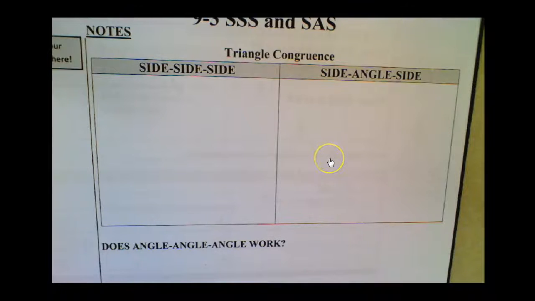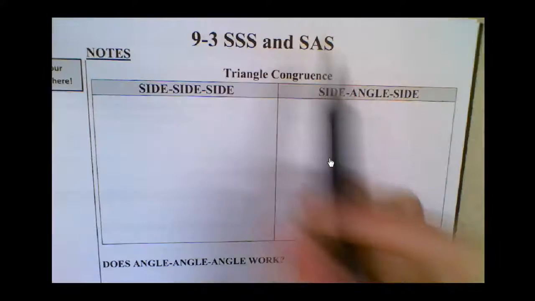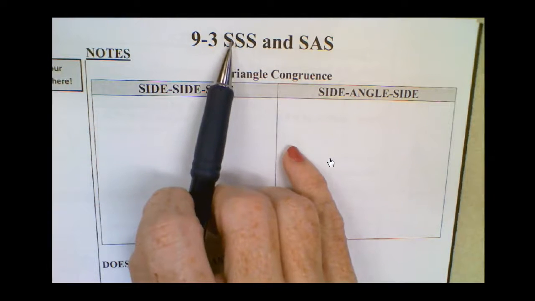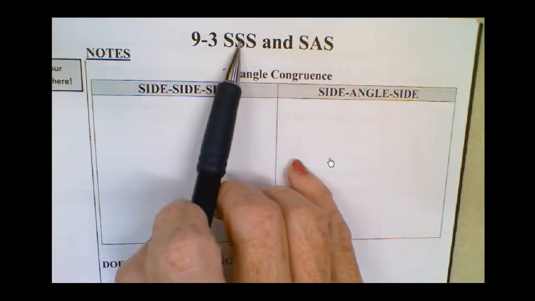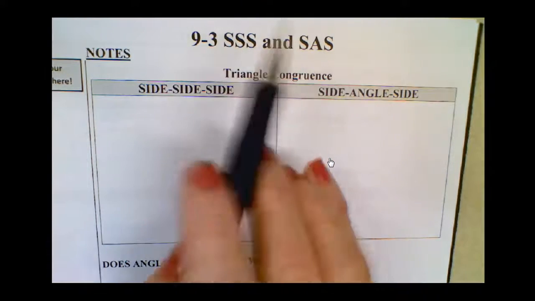Okay, so now we are on section 9-3, which is triangle congruence. There are different ways that you can tell whether triangles are congruent or not, and they have different initials. The first two that we're going to look at are side, side, side, and side, angle, side. So you will see them as SSS and SAS.